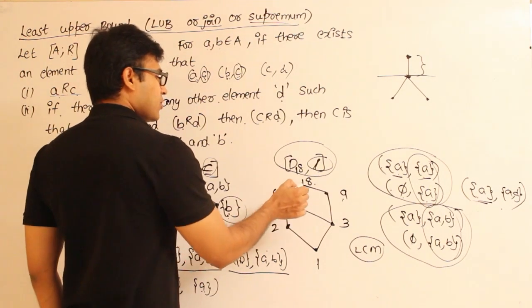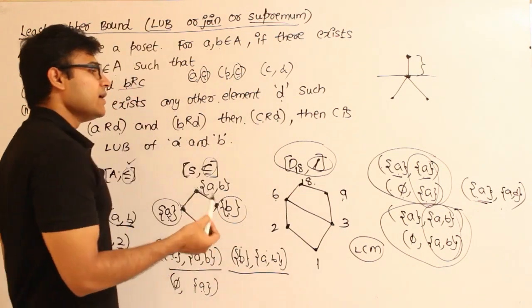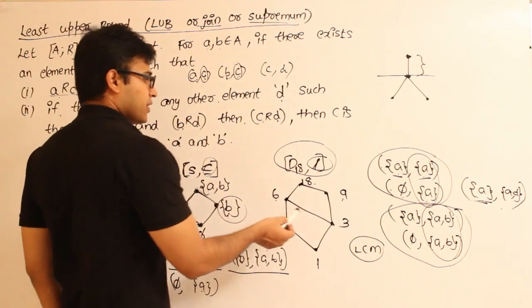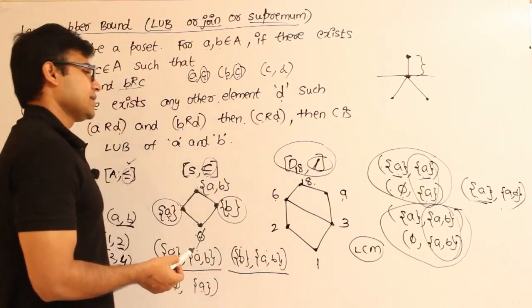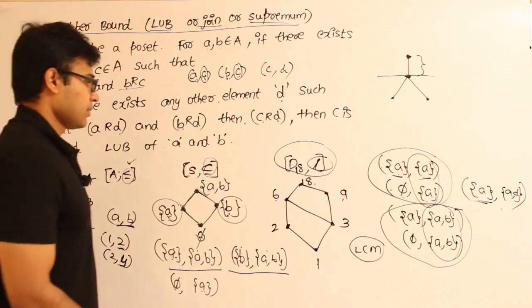Now what about the least upper bound of 6 and 18? If you find this, the LCM is going to be 18. Therefore the least upper bound is 18. Got it? And then 1 and 2 like that. As and when we see more and more examples, I'll again explain how to find the least upper bounds. Okay? Fine.